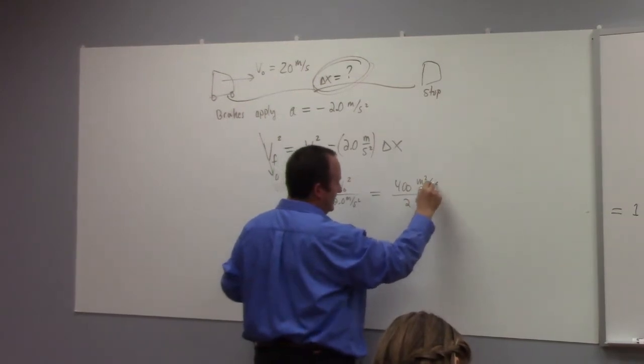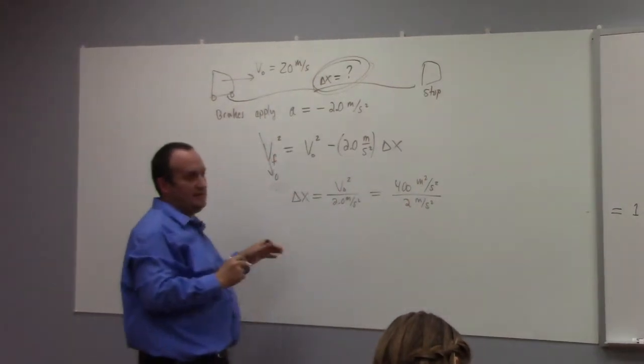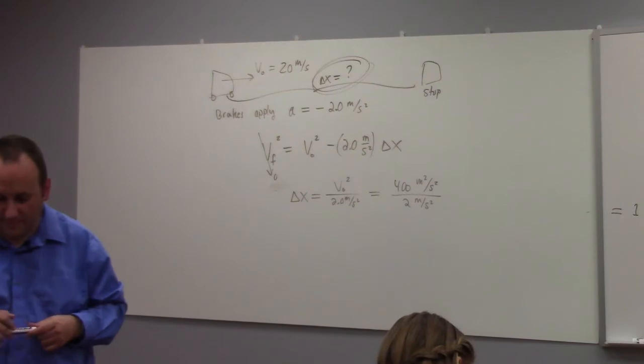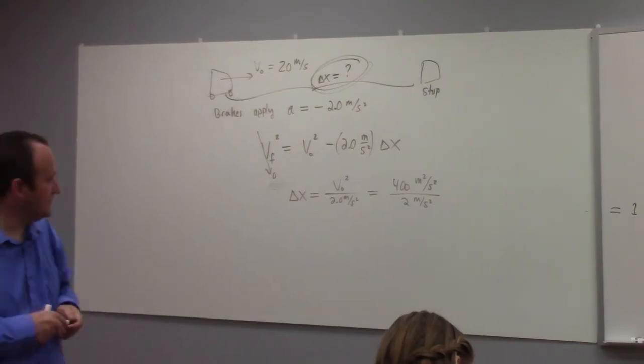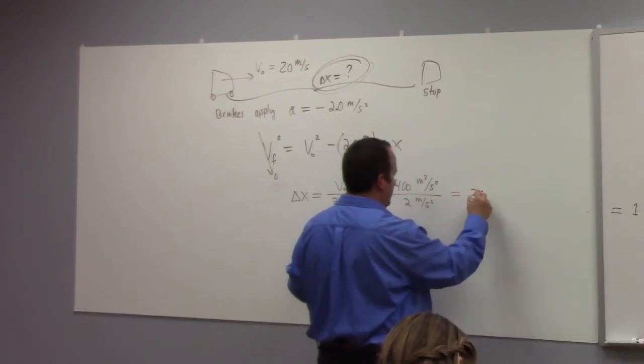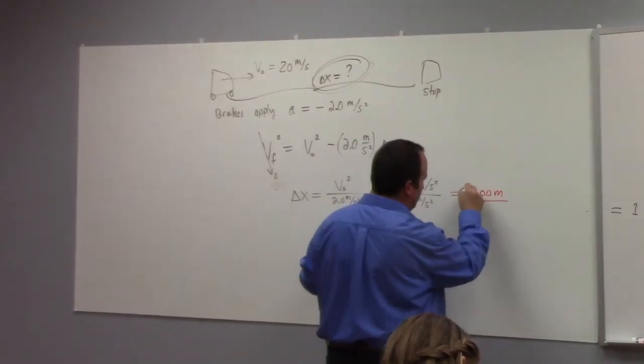I like the units canceling. That's a good sign, right? I'm not trying to instruct you with yet another algebra mistake today. I'm on the straight and narrow, it appears. And what's that give us? 200 meters is apparently the stopping distance.